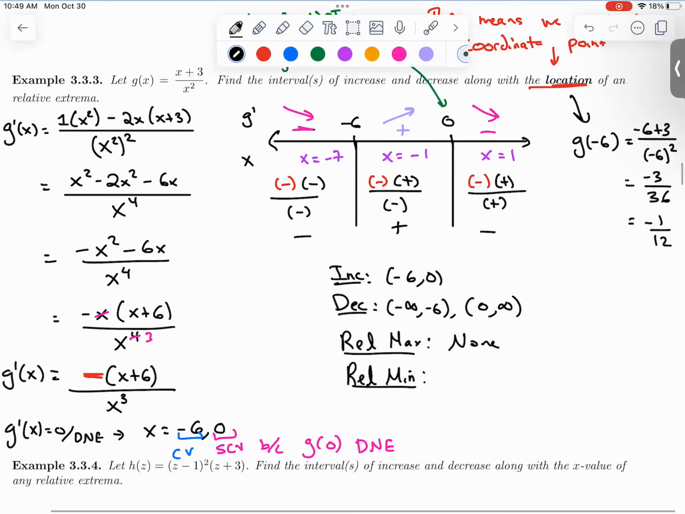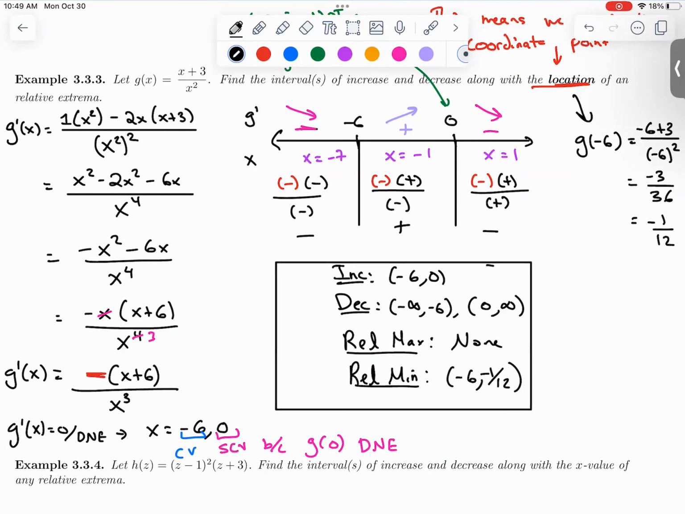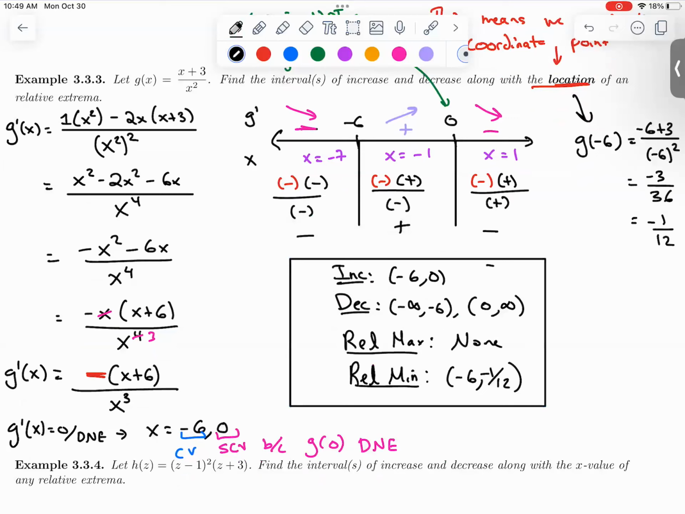So relative minimum at -6, -1/12. And that is our answer. Any questions on it? Yes, Chase. So for x equals -7, -7 plus 6 is -1, and I just think that it would be positive.